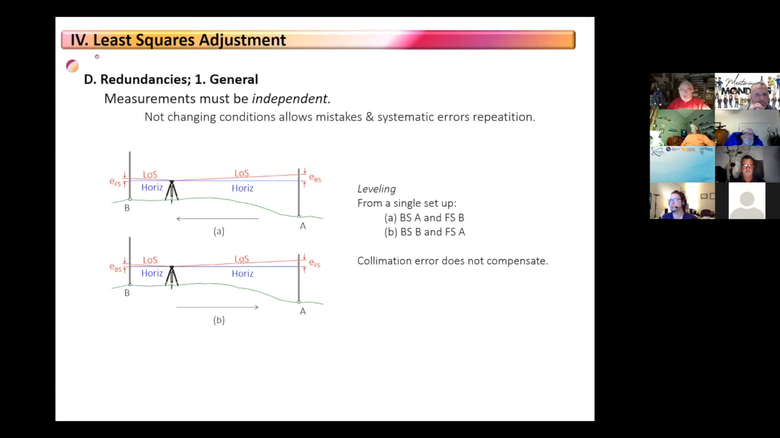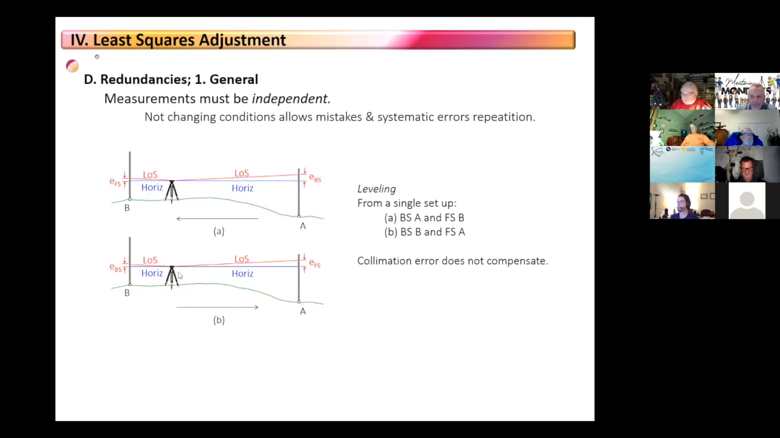And a real good example of this is if you don't balance your backsight and foresight distances in leveling and you don't use a separate setup. So in a case like this where I'm going from A to B, I'm set up here on an unbalanced situation. And I don't know if there's a collimation error or not, but if I use an unbalanced backsight and foresight, I'm going to have a potential error in B based on that systematic collimation error.